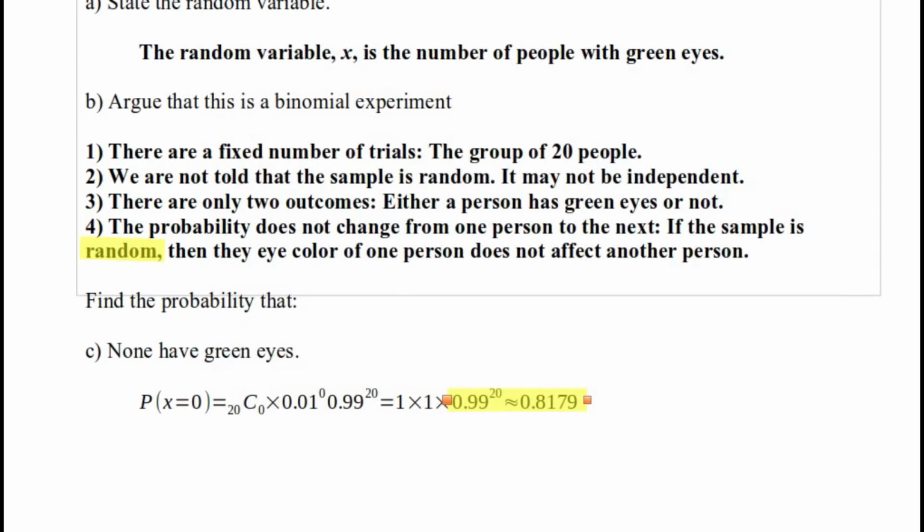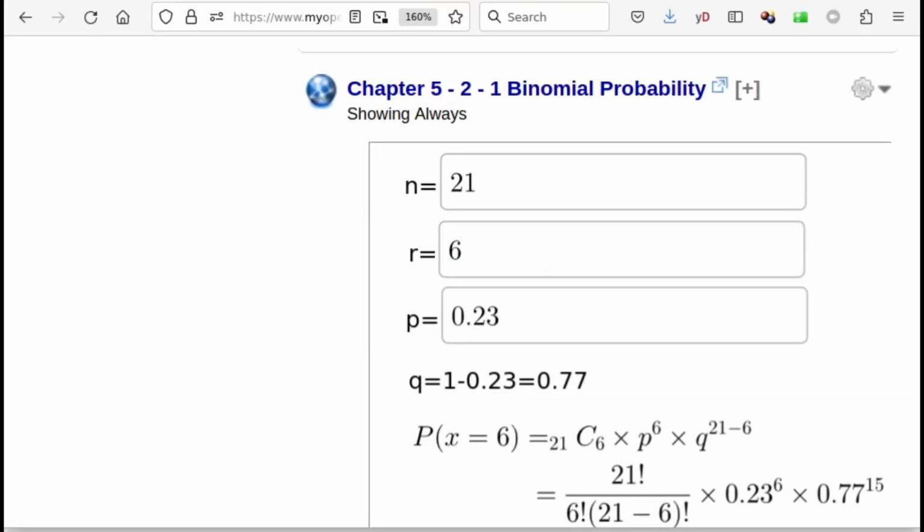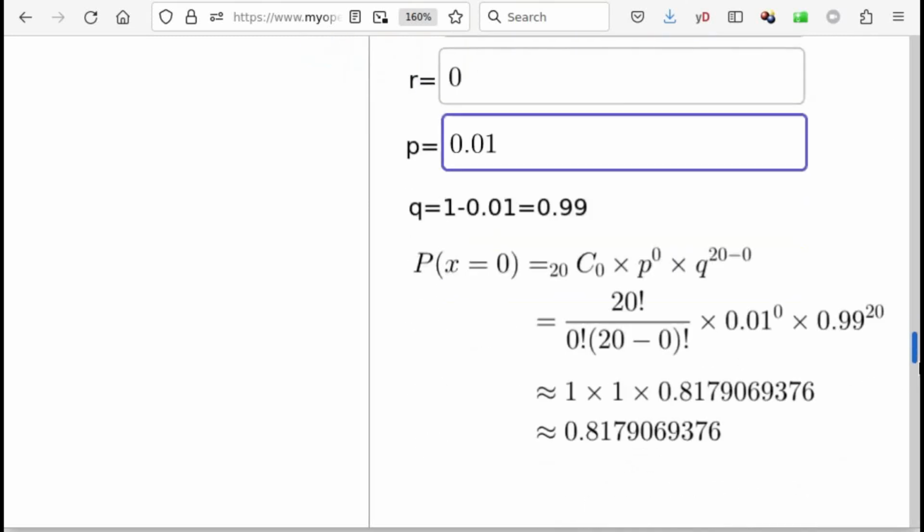Now let's look at this a different way, and that is using our binomial probability calculator. So remind ourselves that there were 20 trials and that we were interested in R successes, and that the probability of a success in any one trial was 1%. So of course the complement is 99%, and we can see that this works out to about 82%.